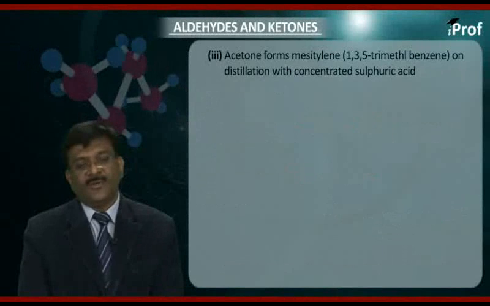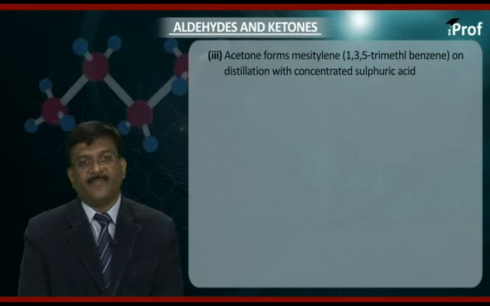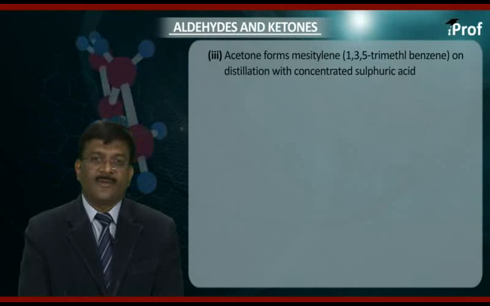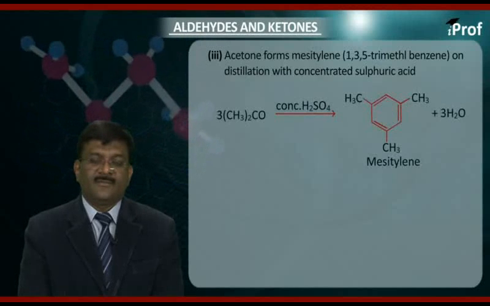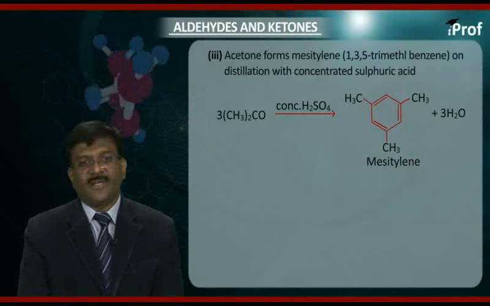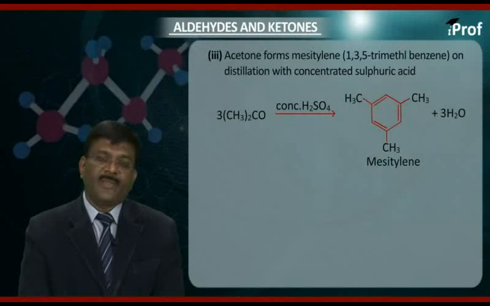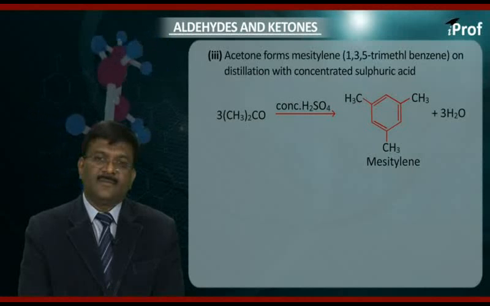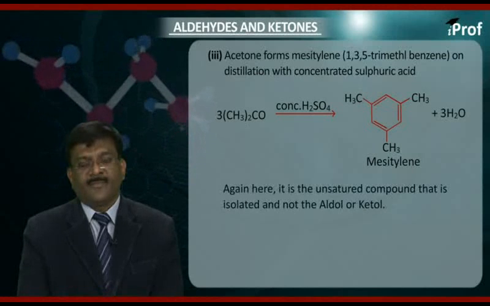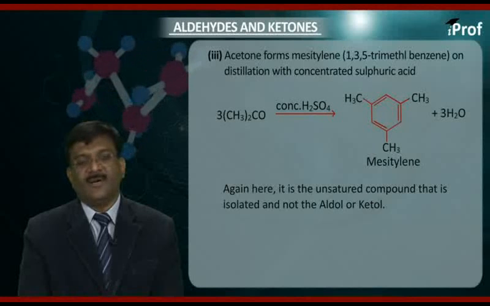Next, acetone forms mesitylene, that is 1,3,5-trimethylbenzene on distillation with concentrated sulfuric acid. The acetone, when treated with concentrated sulfuric acid, gives mesitylene plus 3 molecules of water. Again, it is an unsaturated compound that is isolated and not the aldol or ketol.